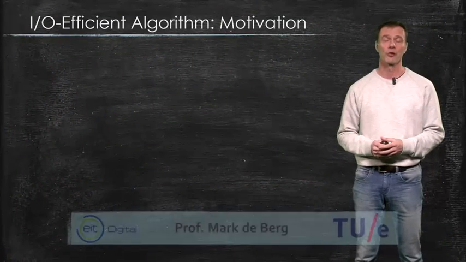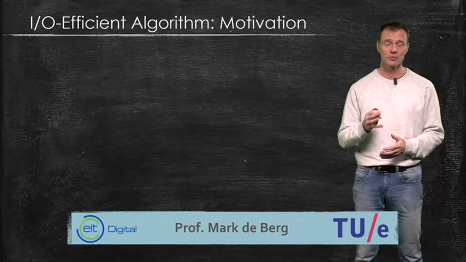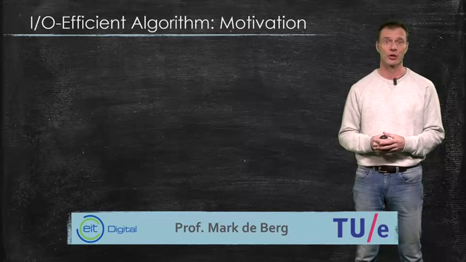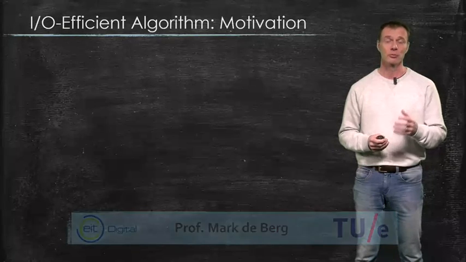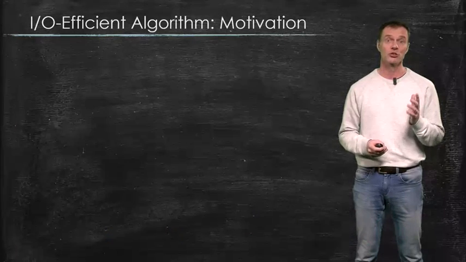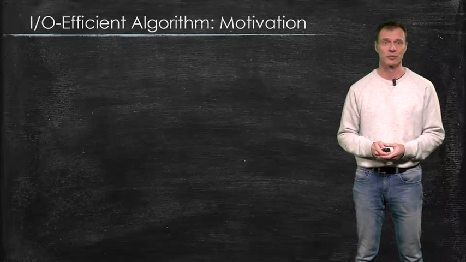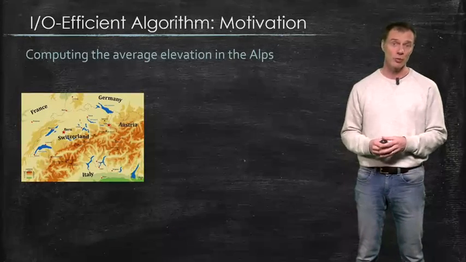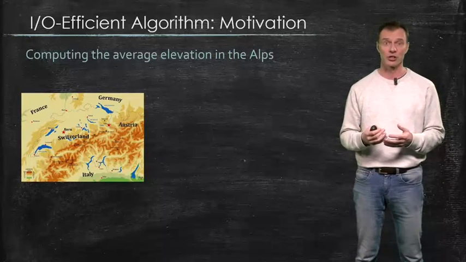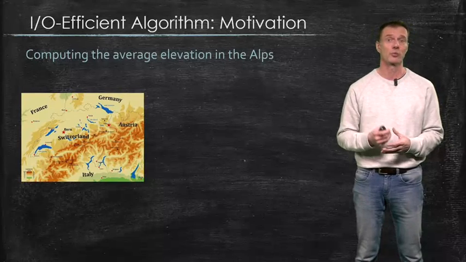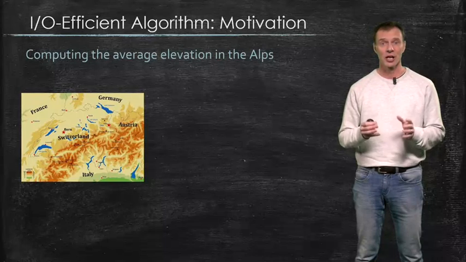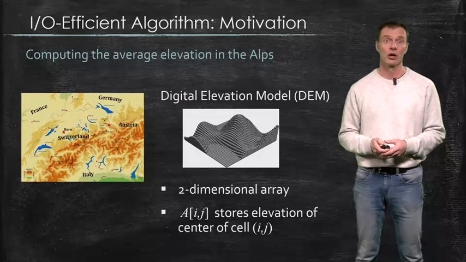Welcome to this MOOC on IO-efficient algorithms. In this MOOC, we're going to learn how to analyze the I/O behavior of algorithms. But before we get into that, I want to start with an example that illustrates why this is actually very important. Suppose that we want to do something very simple as computing the average elevation in a mountain region, let's say the Alps. And suppose we have, as is the case nowadays, a very detailed model of the Alps.